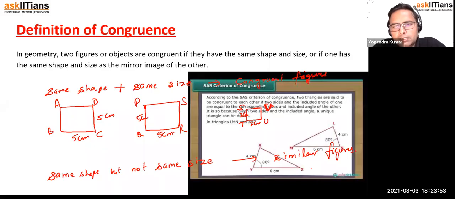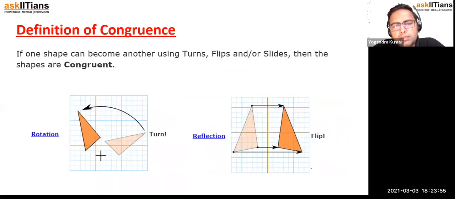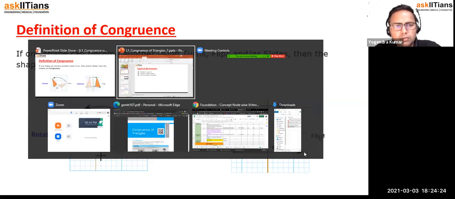This is all written here. We will study in detail. Now, if one shape can become another using turns, flips, or slides, then these shapes are congruent. These are the two shapes. If I rotate it, if I turn it, it is exactly going to align with this. So they're congruent. Here also they're congruent. If I flip it, they're congruent. This is pretty basic, I think you are understanding it.